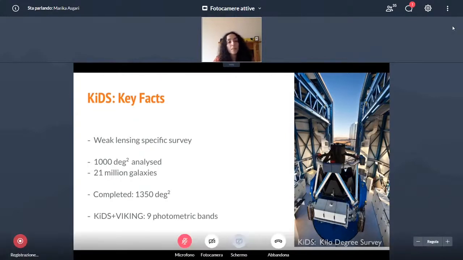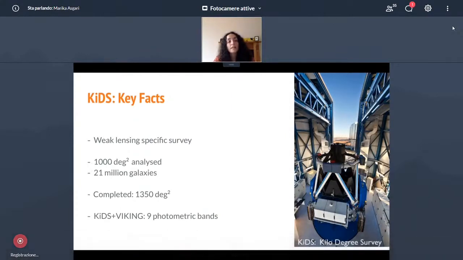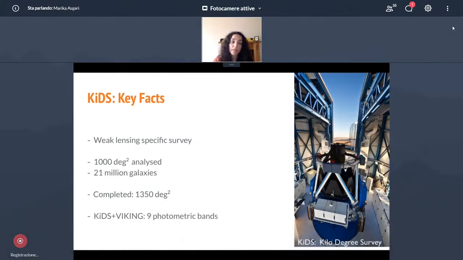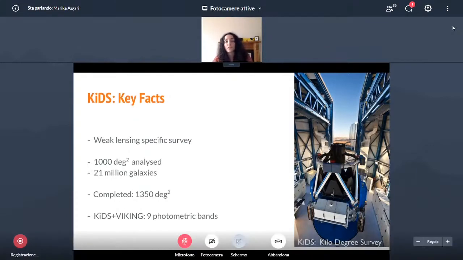One thing that makes KiDS very special is that in combination with its sister survey, VIKING, we have observations of galaxies in 9 photometric bands, which is generally larger than most other similar surveys. And this allows us to have a better estimate of the redshift of galaxies with fewer outliers.